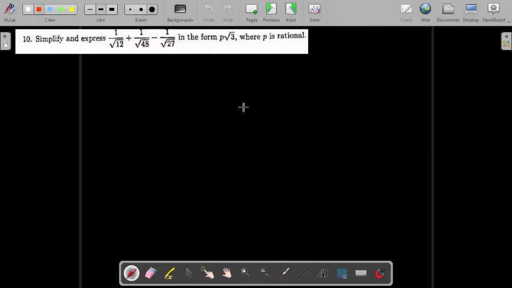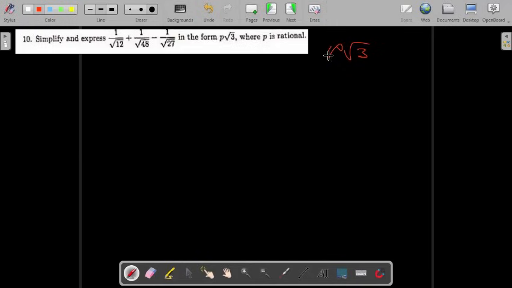So I'm sure you can see what's on my screen, and it says simplify and express. There's this expression here, and they're telling us it must be in the form p root 3, where p is a rational number. It's supposed to be p is a rational number, or p is rational. So now, what does that mean?